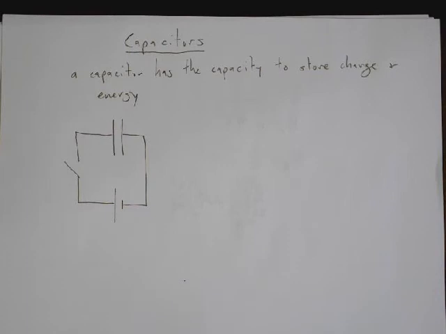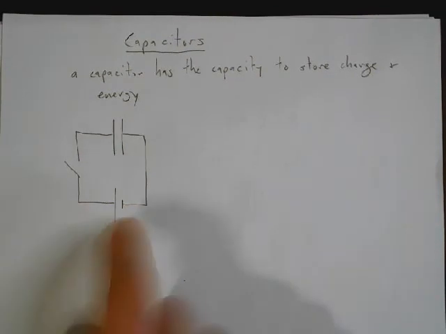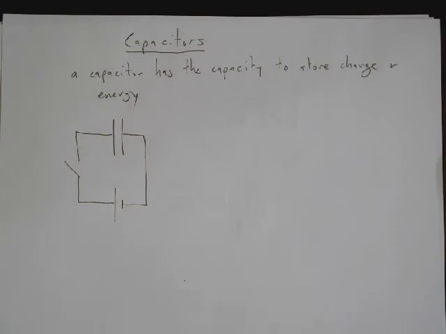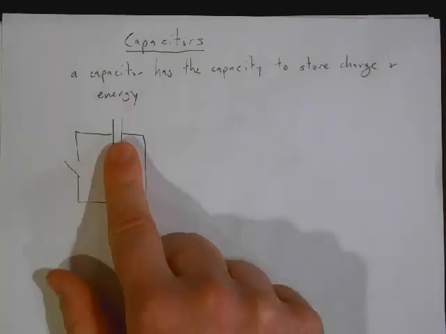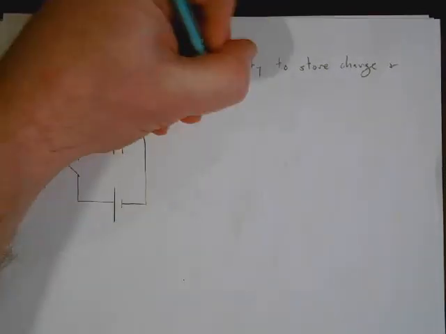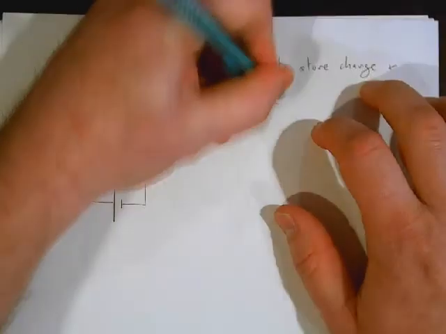So the first thing I want to make sure you understand is that a battery does not supply charge. Or, if you plug something into an outlet, your outlet is not supplying charge. Your battery, your outlet, is supplying energy to move the charges that are already in the wire. So we're going to talk about how a capacitor gets charged.